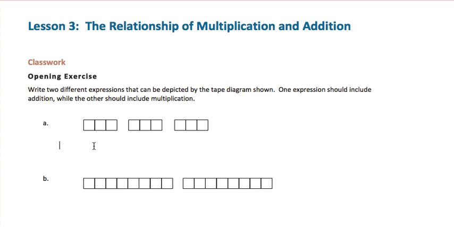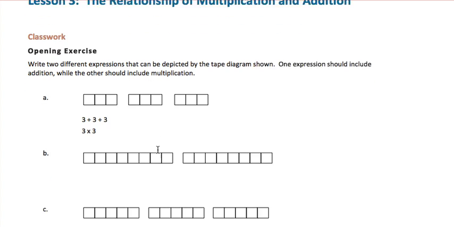So starting with the first problem, I have 3. I'll do addition first. Plus 3 more, plus 3. And I know that 3 plus 3 plus 3 is 3 times 3. There are two different ways.